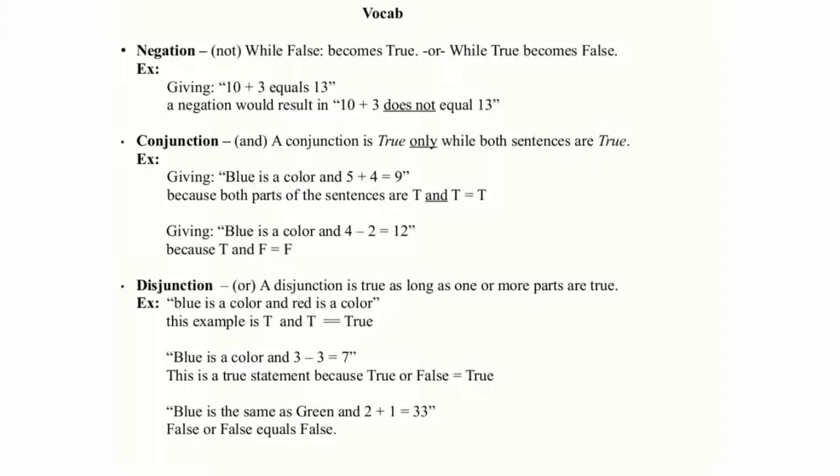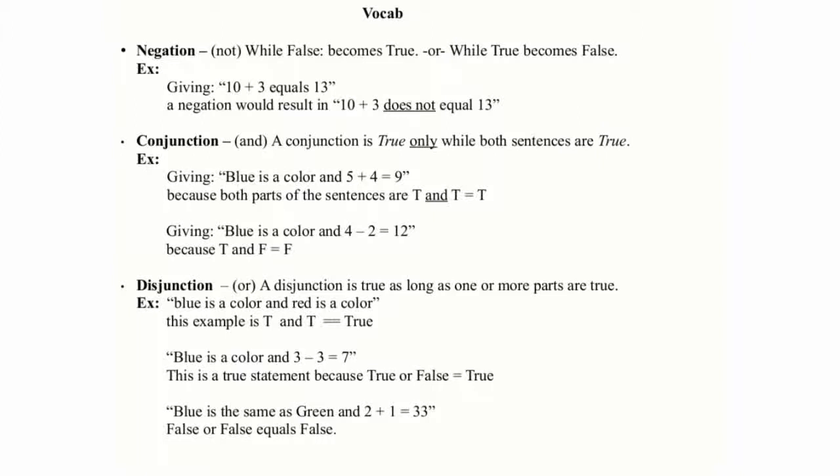So if it's true, it's always going to end up being false. If it's false, it's going to always end up being true. So a conjunction. A conjunction is true only when both parts of the sentence are true. So blue is a color and 5 plus 4 equals 9. They're both true, obviously, so true and true are going to equal true.